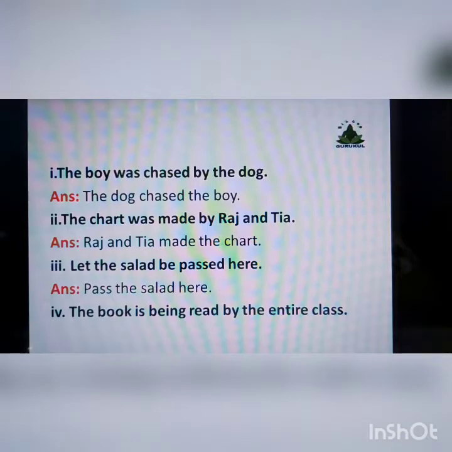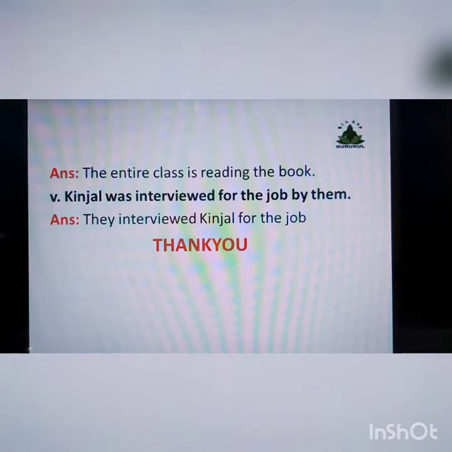And the answer is, pass the salad here. Fourth sentence, the book is being read by the entire class. And the answer is, the entire class is reading the book.